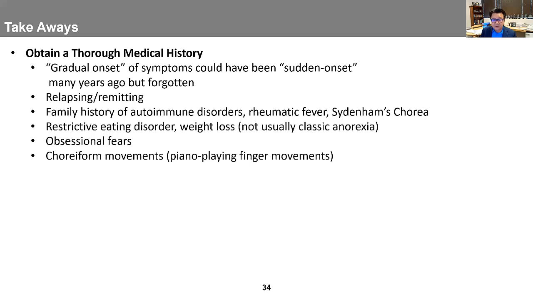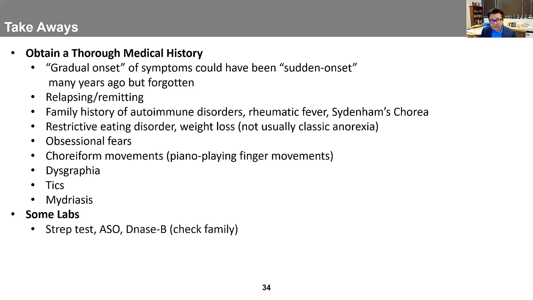One of the tests physicians do is have them close their eyes, hold their hands out straight, and hold their fingers out straight. If they can't keep their fingers still and show these piano-playing finger movements, this is a choreiform movement. Also look for dysgraphia, loss of fine motor skill, tics, mydriasis. And then some labs that are helpful: clearly strep, ASO, DNase B, and check the family too.